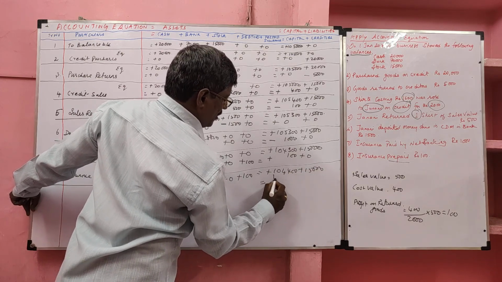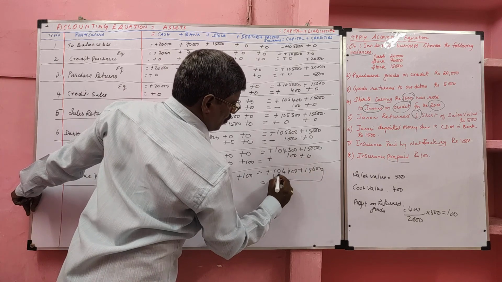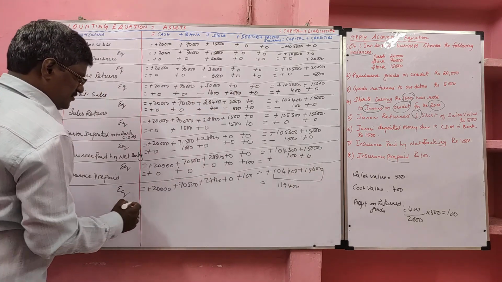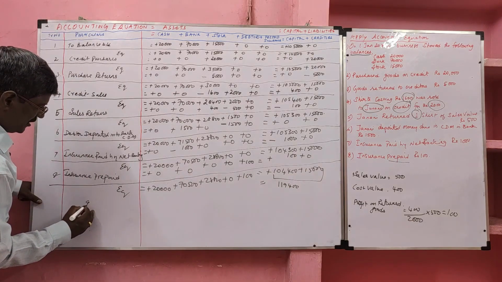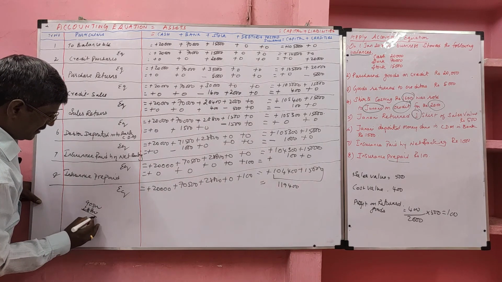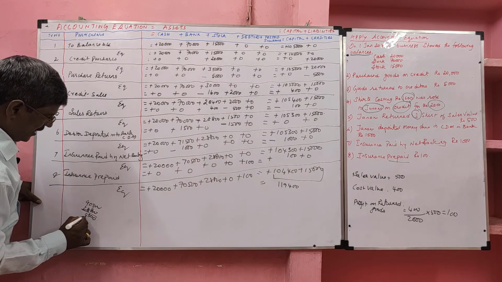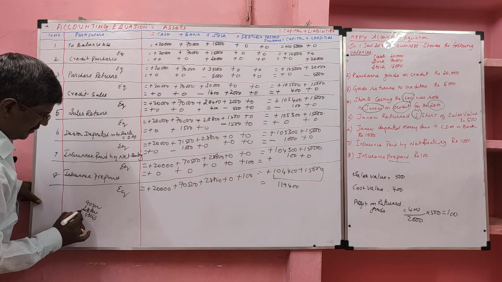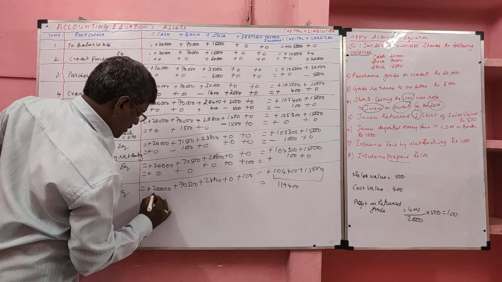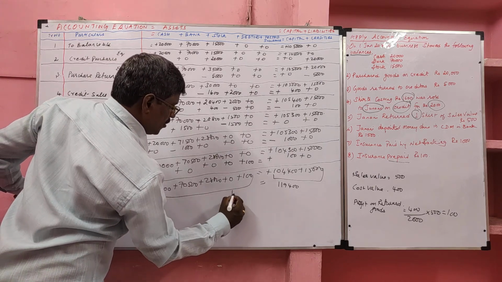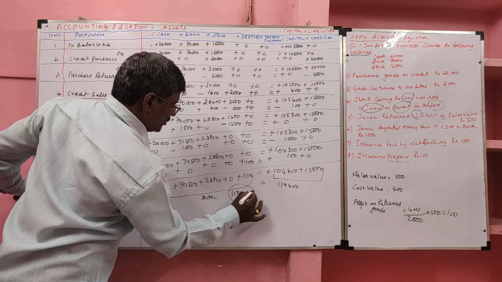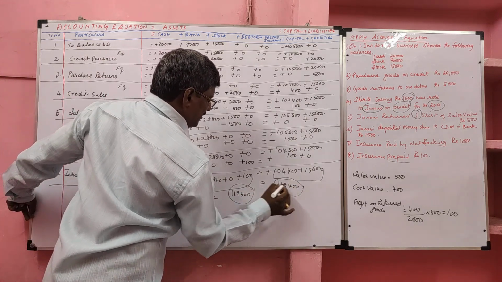What we have to do? Add these two. 1,19,400. We have to add this. So how much here? 90,500 plus 28,800. Here 100. So the total of all assets, 1,19,400 total. Now the total assets and the capital and liability are equal.